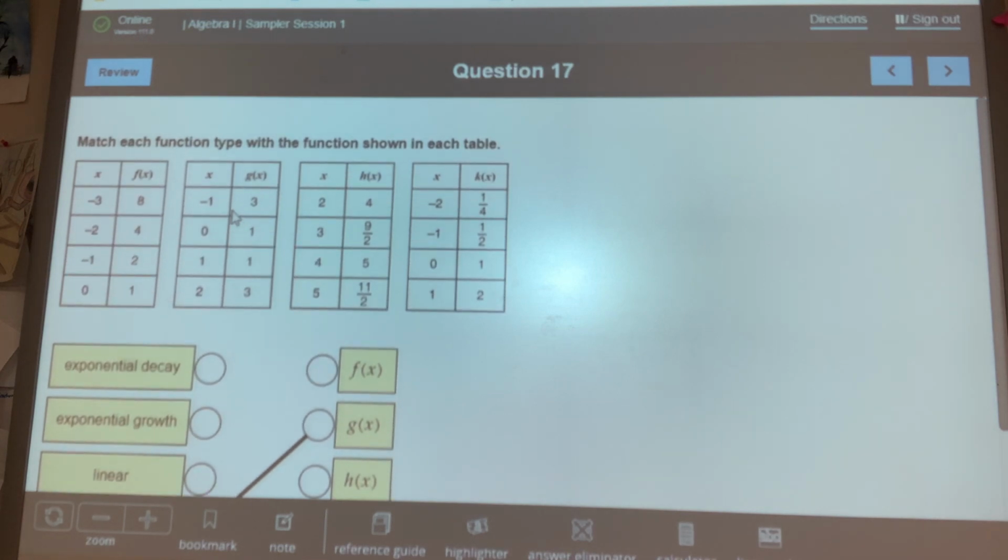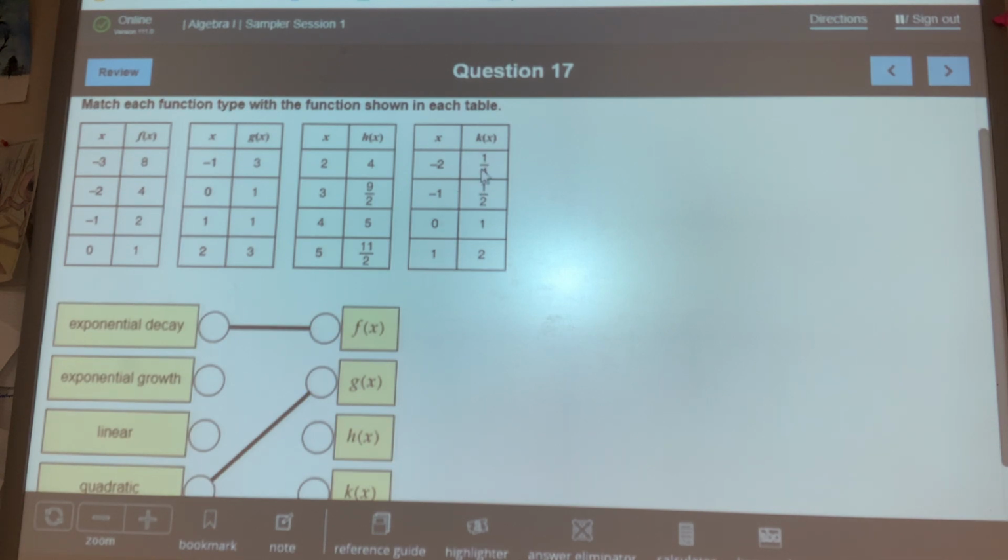Okay, the next one, I guess I skipped F. This gets half as big each time because it's down 4, down 2, down 1. So we're going to call F exponential decay. Then let's go to K because that one looks pretty easy. This one is multiplying by 2 every single time, so you know K is going to be exponential growth. And the final one is linear.